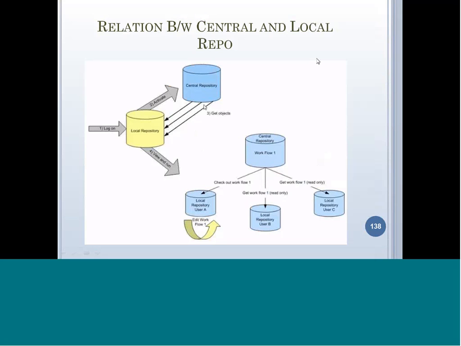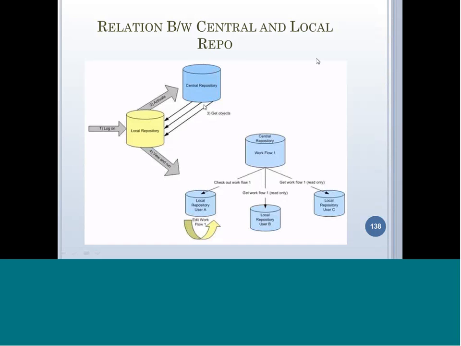So if you see the other diagram, we have one central repository and something called 3 local repositories. Okay, see here what is happening. We have a local repository for user A, a local repository for user B, and a local repository for user C. We have these 3 things.